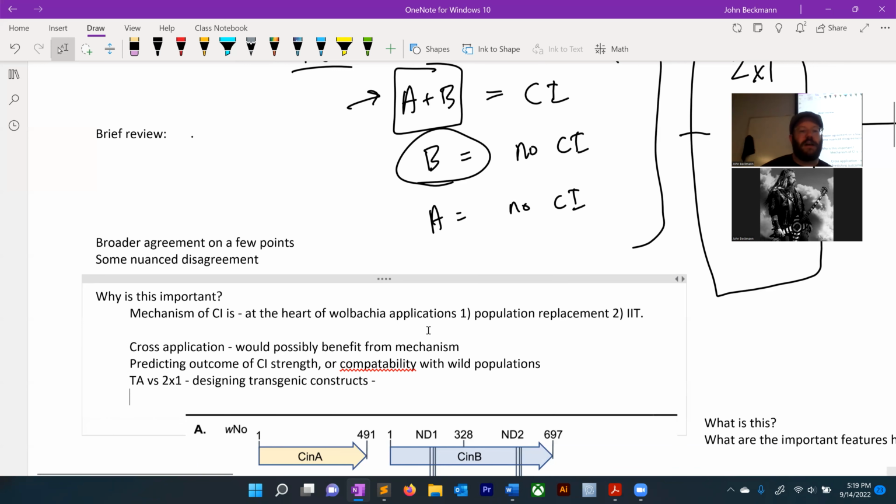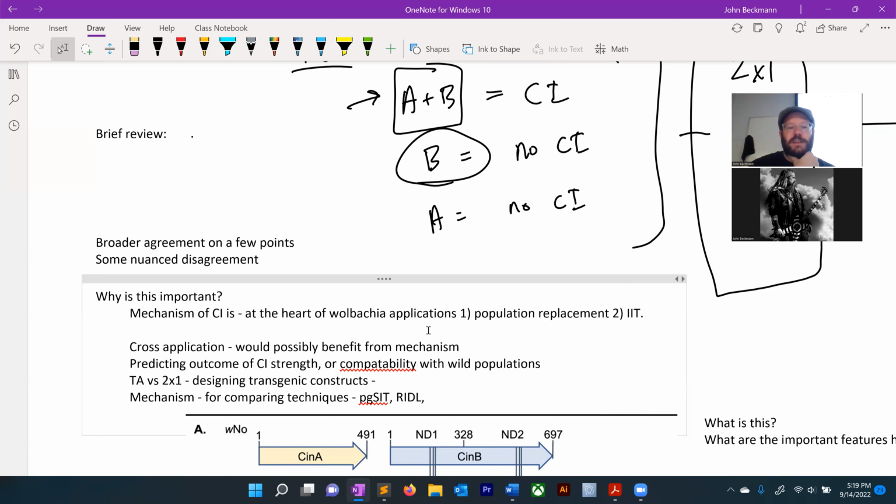Also, I think that the mechanism is super important for comparing techniques. Wolbachia biocontrol is not the only biocontrol, right? There are other biocontrols which we have not talked about. There's precision-guided sterile insect technique, which uses CRISPR-Cas9. There's also RIDL, release of insects with a dominant lethal, which we might talk about. We'll talk about both these things.